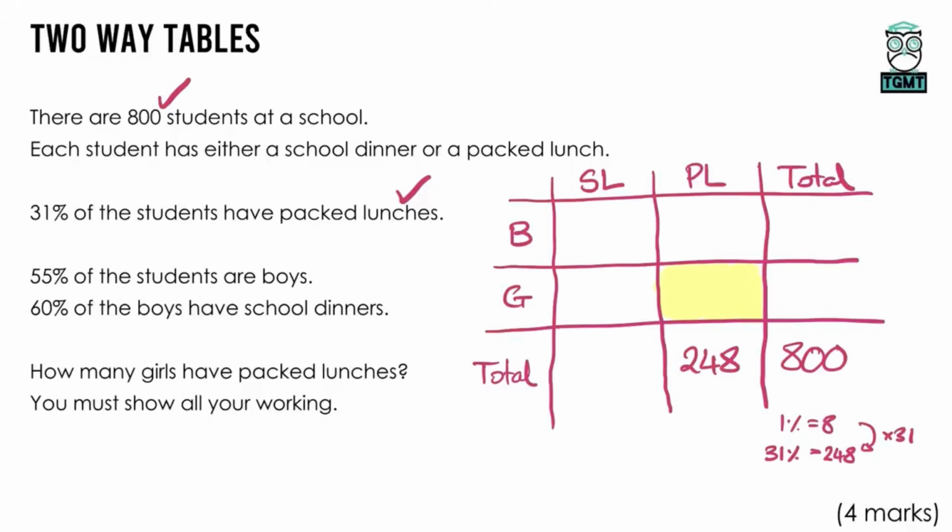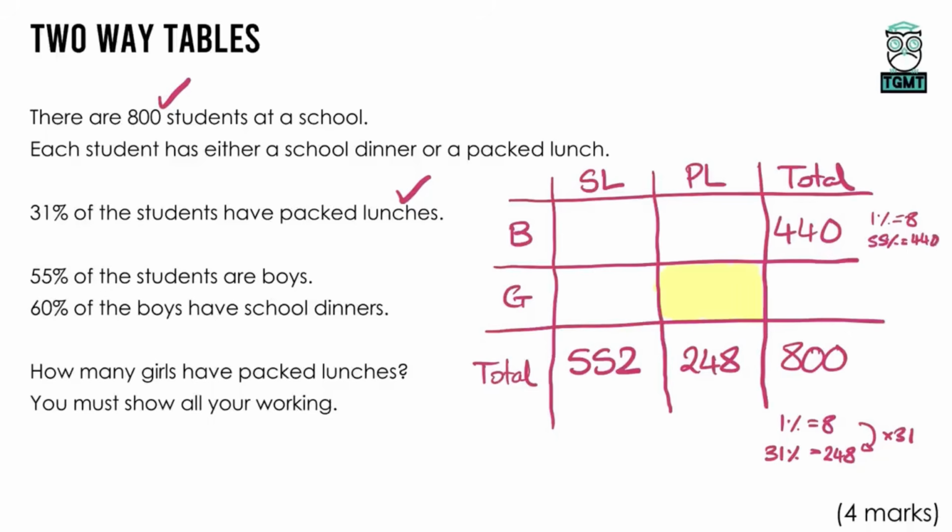I can now find the school lunches because I can do 800 subtract 248, which gives me 552. And typically each piece of information that we put in will give us at least one more. Now the next one, 55% of the students are boys. So I can figure out how many boys there are. I know 1% is 8, so I can do 55%, so 8 times 55, and that gives me 440 boys. There you go, 440.